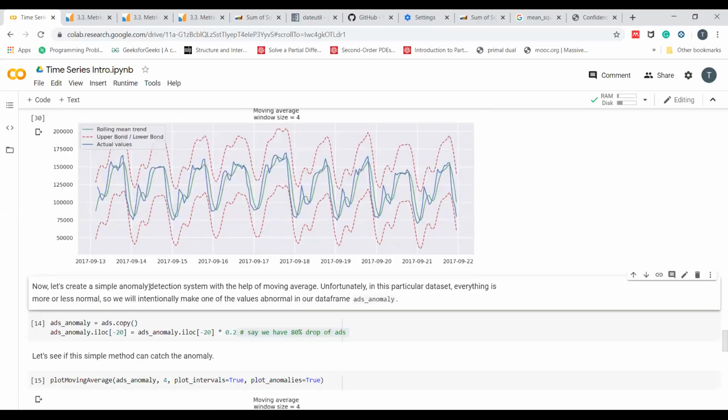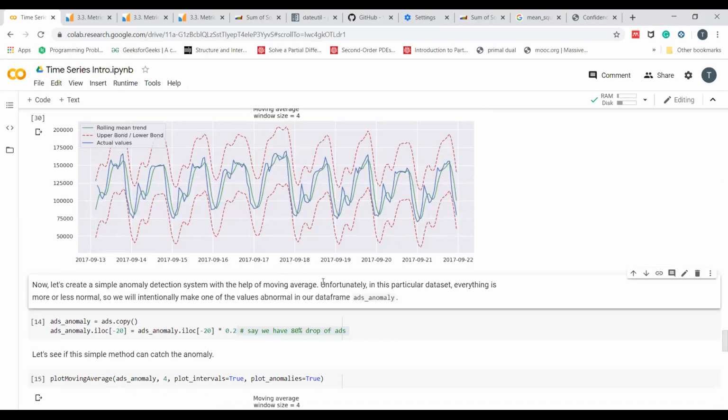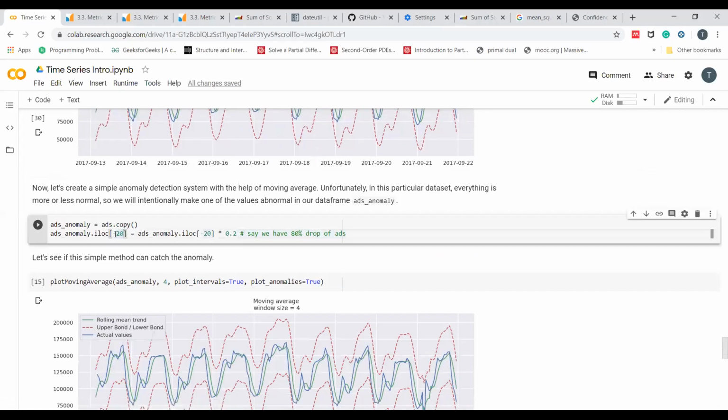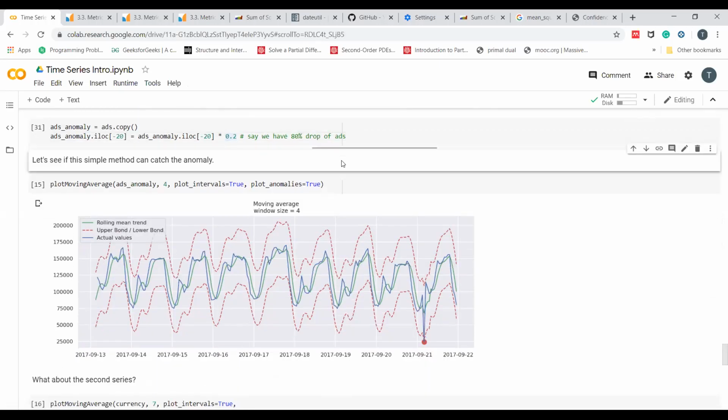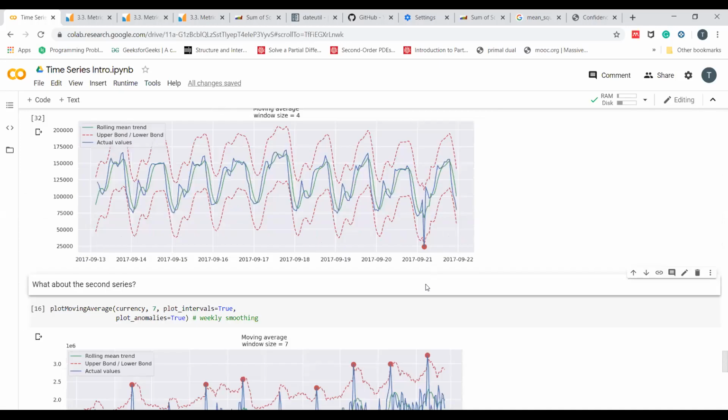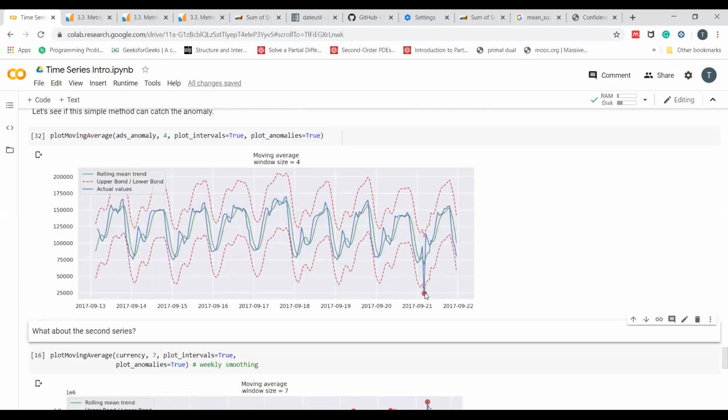So now let's create a simple anomaly detection system with the help of moving average. Unfortunately, in our data, we don't have any outliers. So we'll just make one of the data points an outlier. We will change the last 20th data point and multiply it by 0.2, so we decrease the amount of ads watched per hour by 80% for that data point. And then bingo, we identify our first anomaly here.